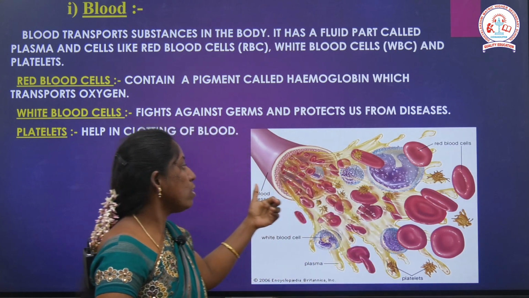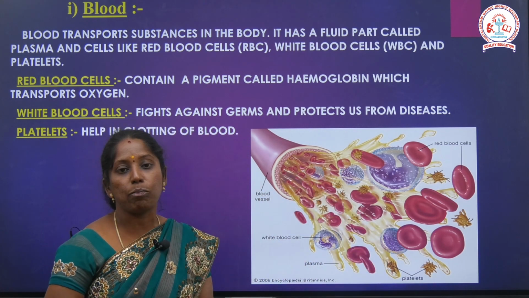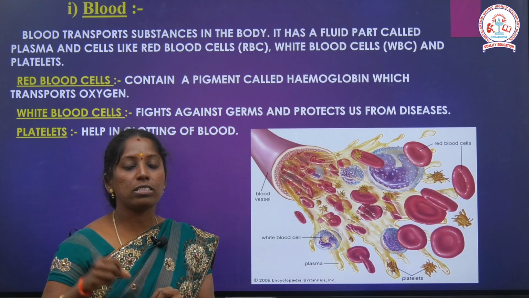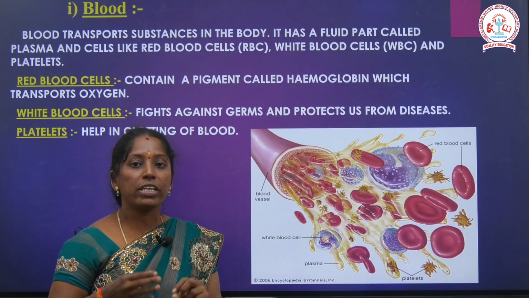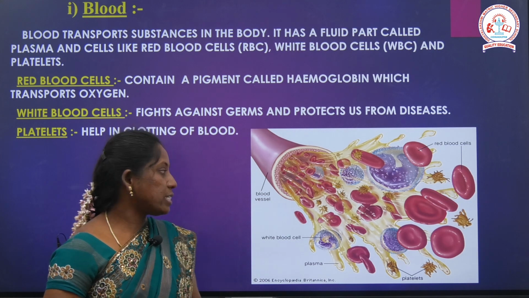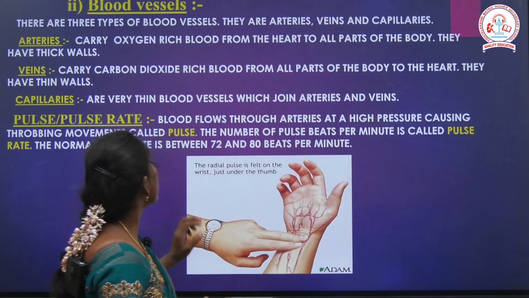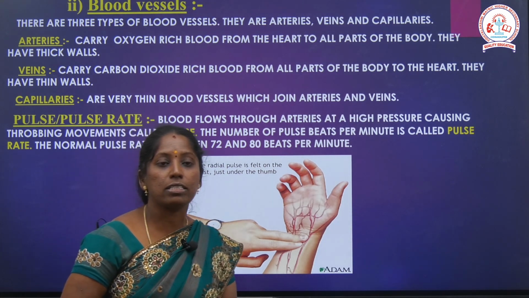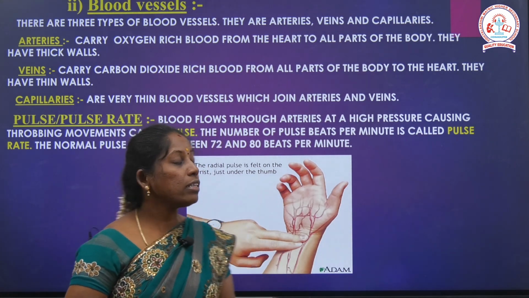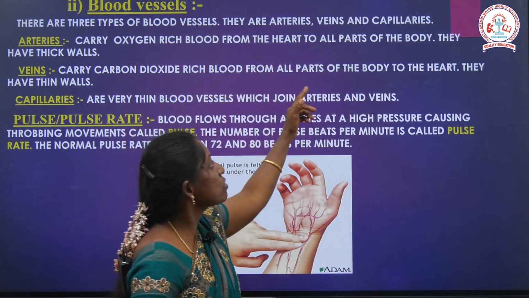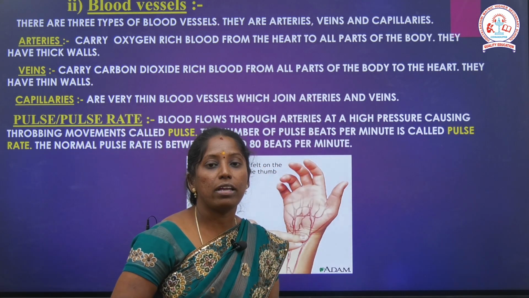How does the blood flow from one part to another? We need something to carry it. In the same way that we need a person or vehicle to carry things from one place to another, blood is carried through which part? That is called blood vessels. There are three types of blood vessels: arteries, veins and capillaries.